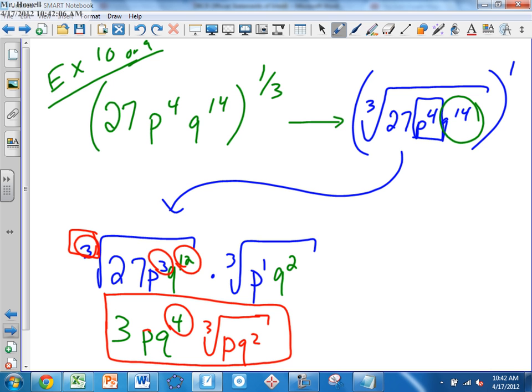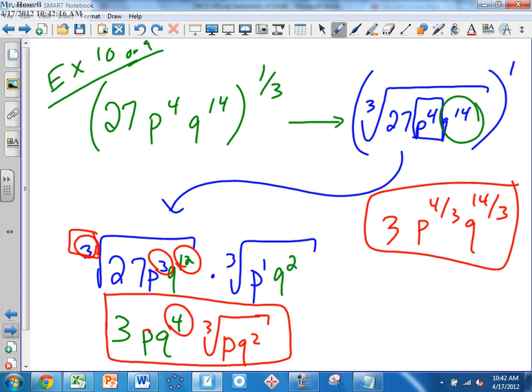If my multiple choice answers look like this, that's what it would look like if we just distributed. If I just distributed this 1/3 to everything, I would get 4/3, 14/3, and this 27 would become a 3 still. And that's the same answer actually. These are identical. But if my multiple choices look like this with rational exponents, I would choose to distribute. If my multiple choice answers had radicals, I would choose to convert to radical.